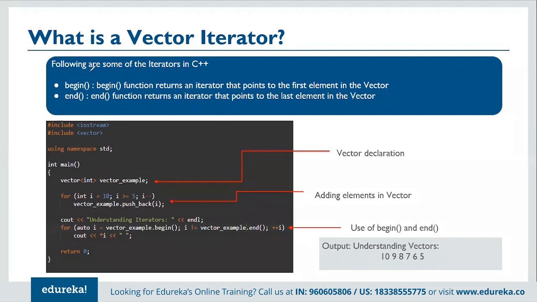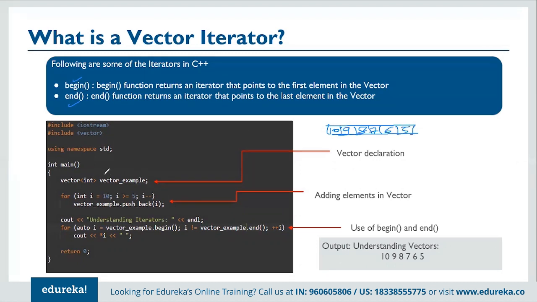So here I'm making use of two functions, which are begin and end. The begin function returns an iterator that points to the first element in the vector. So let's say I have this vector here again. I'm putting a few elements here: 10, 9, 8, 7, 6 and 5.